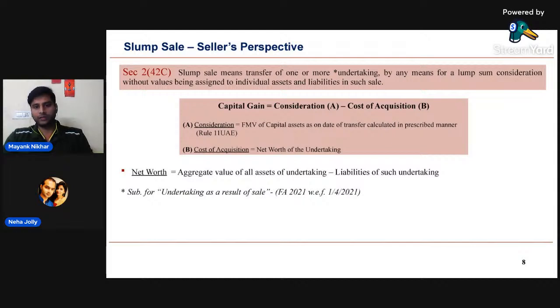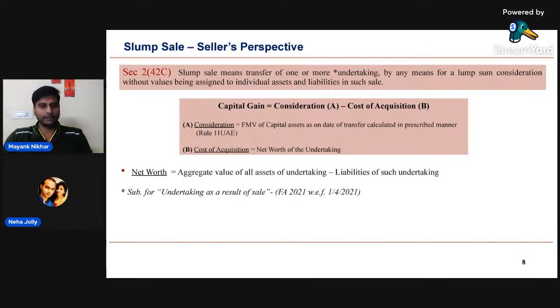Now, how do we calculate capital gain? Very simple. Whatever we receive as consideration less whatever the cost of that asset was, the cost of acquisition, that is. But for slump sale, the consideration shall be the fair market value of the capital asset as on the date of transfer, which has to be calculated as specified under Rule 11UAE. It cannot be done in any other way. It has to be done as per Rule 11UAE. Cost of acquisition, the act says, has to be the net worth of the undertaking.